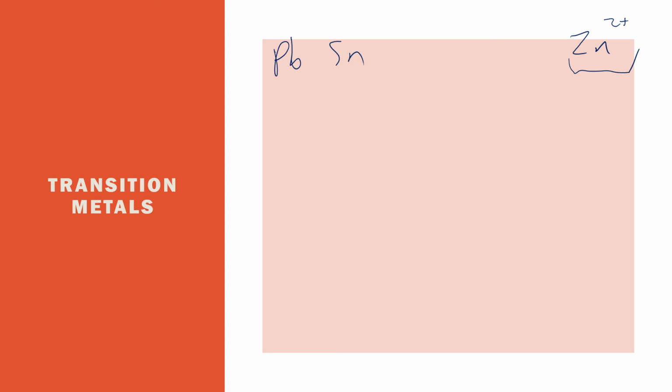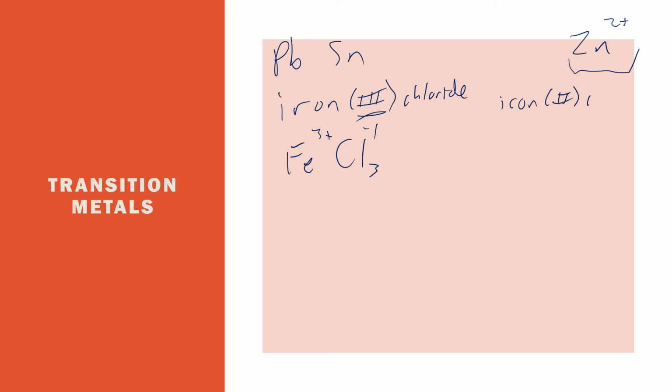Now, transition metals will typically have their charge in the name. So if you have iron 3 chloride, the 3 indicates the charge on the iron. So you know that iron would have a charge of +3 and chlorine would have a charge of -1. So you need 3 of them to cancel that out. But you can also have iron 2 chloride. And so in this case, the iron would have a charge of 2+, chlorine's always -1, so you'd need 2 of those to balance out the iron. So the charge on the transition metal is going to affect the formula of your compound.